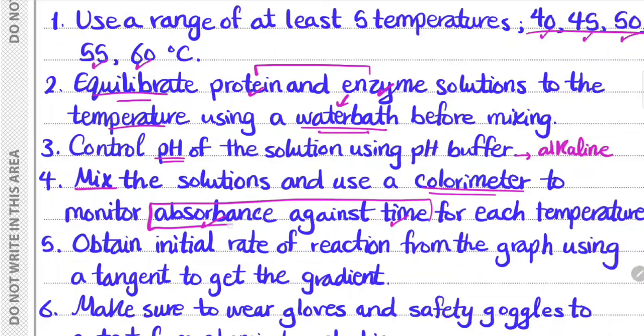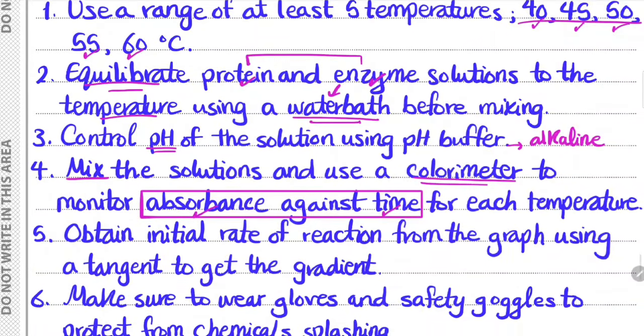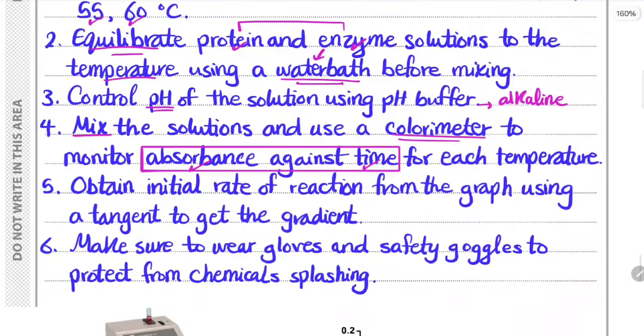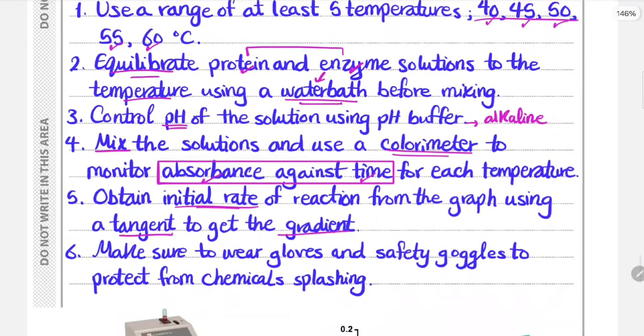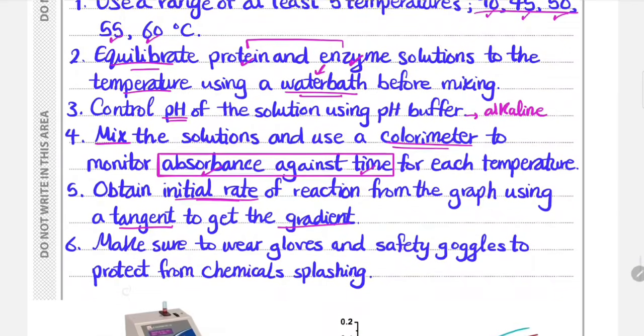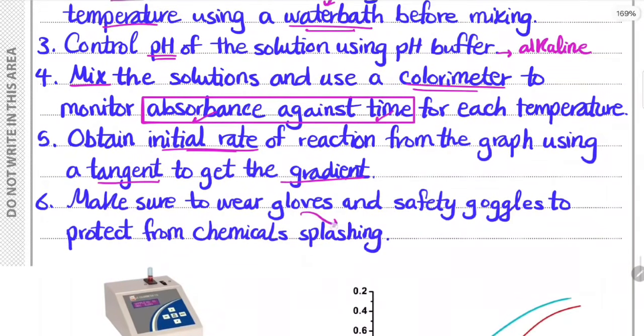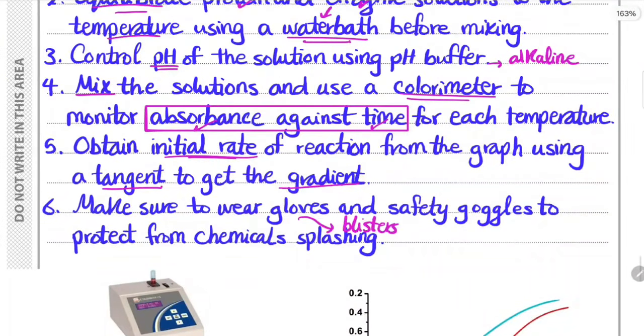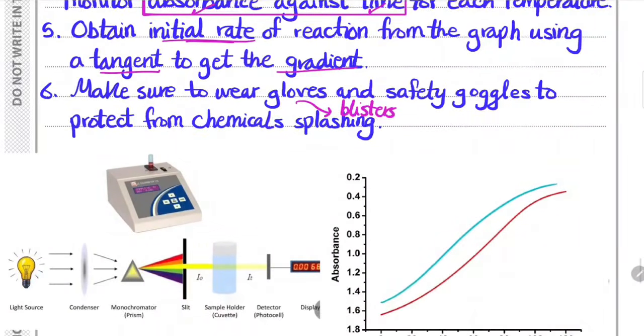Now I have absorbance against time, and this is going to be the graph I'm going to plot in order to see my results. And don't forget, the results are for the initial rate of reaction. Obtain initial rate of reaction from the graph using a tangent to get the gradient. Also, don't forget the safety issues we have described. Make sure to wear gloves, and this is to avoid the blisters we have seen in the poster, and safety goggles to protect from chemicals splashing.